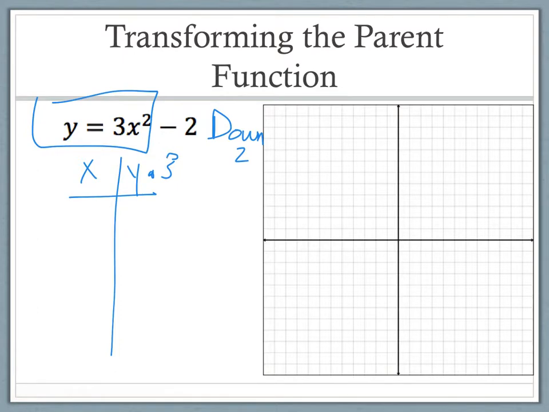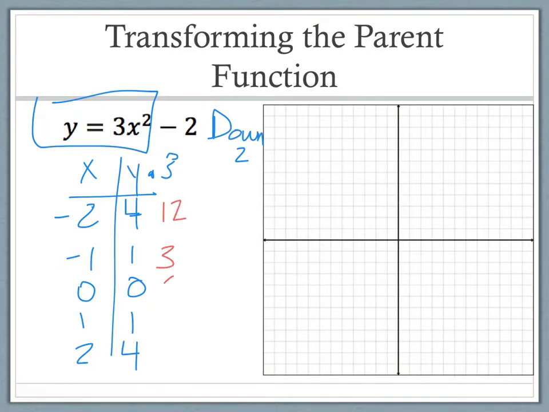So always make this table first. So -2, -1, 0, 1, and 2. So 4, remember we're just squaring them: 4, 1, 0, 1, and 4. Now I'm going to times all of those by 3. So I get 12, 3, 0, 3, and 12.